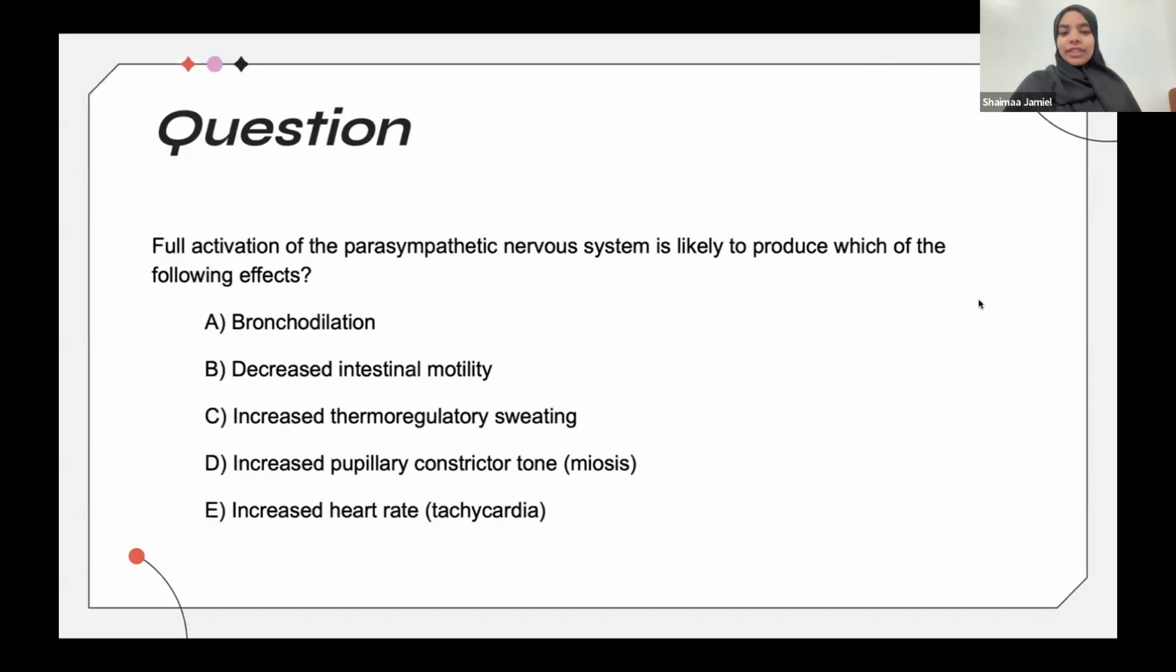So full activation of the parasympathetic nervous system is likely to produce which of the following effects? D. Okay, perfect. Good. I think this is kind of an easy question. Bronchodilation is sympathetic. Decreased intestinal motility is also sympathetic, and the rest is all sympathetic.